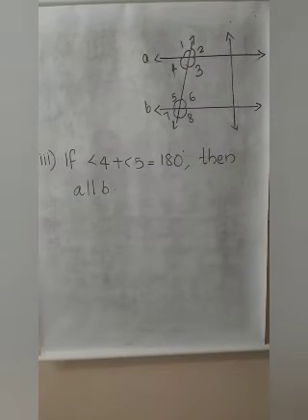Now third statement, if angle 4 plus angle 5 is equal to 180 degrees, then we have to prove A parallel to B.